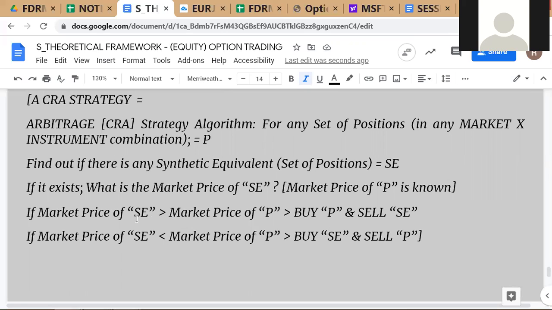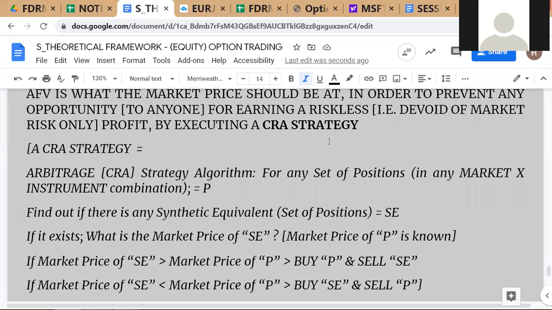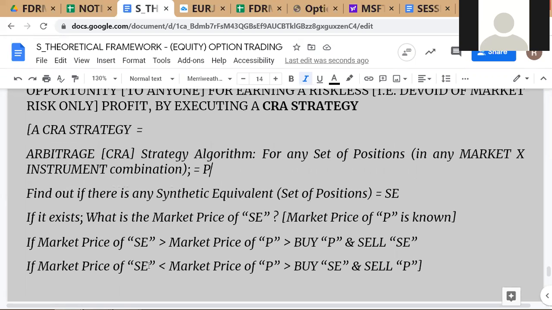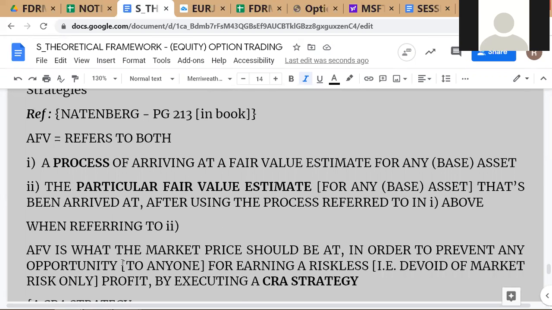If the market price of the synthetic equivalent is greater than the market price of the actual position, you compare the cost of the synthetic equivalent to the market price, and you do this kind of exercise. If the market price of the synthetic equivalent is higher, then you sell the SE and buy the B. If the other case is true, then you do the reverse.